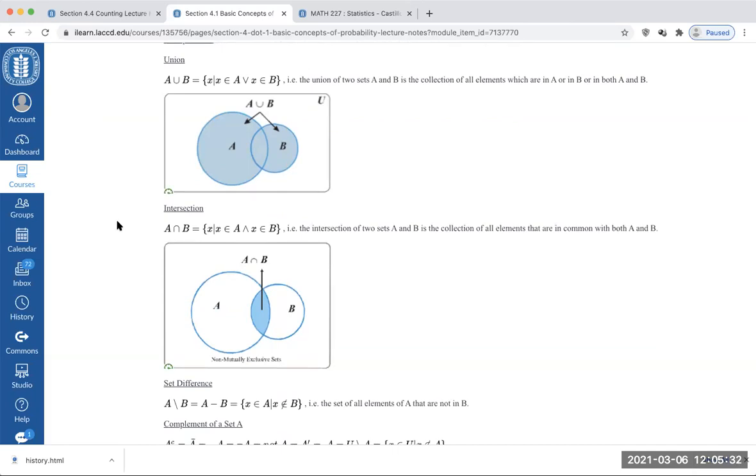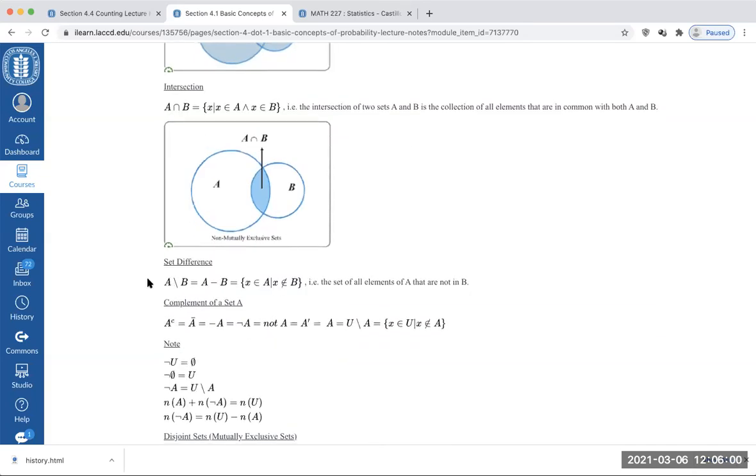A intersect B is the set of all x such that x is in A and x is in B. It is a collection of all elements that are in common with both A and B. So suppose this is set A and this is set B, then A intersect B is this overlap. So it's the overlap between these two sets.